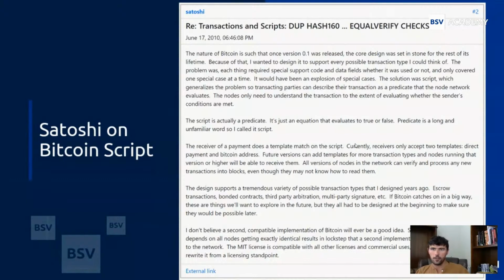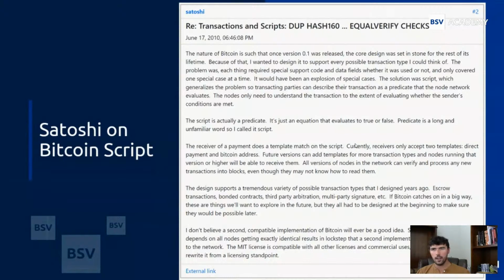So the first, obviously, is our guiding thesis in BSV: that the core design was set in stone for the rest of its lifetime when version 0.1 was released. That is an admission by Satoshi Nakamoto himself that it was very important that the rules were set when Bitcoin was released, because he didn't want the ability for the rules to change. And that's very important for any monetary system, but we're going to find even at the end of this, he talks about why that might be important from a software perspective as well.